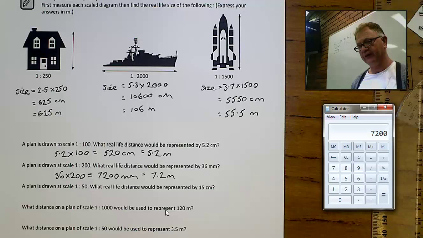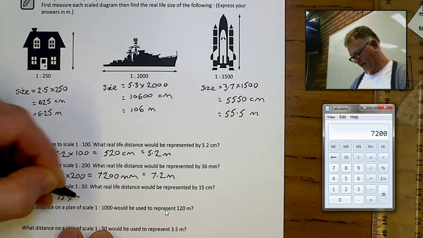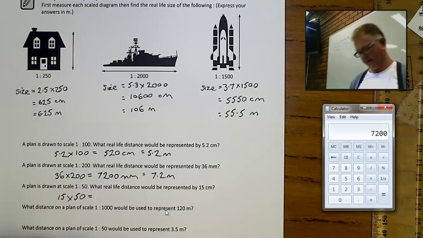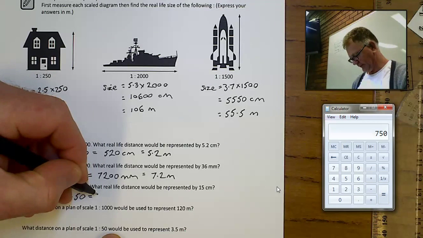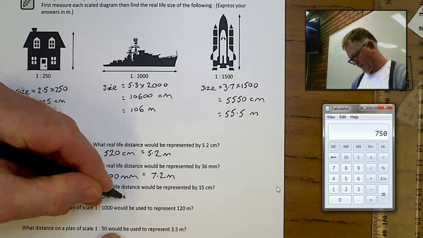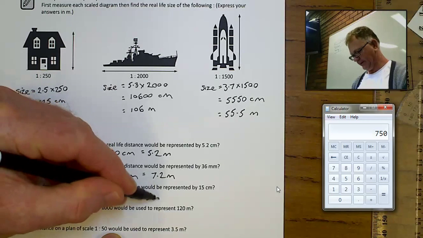A plan is drawn at scale 1 to 50. That means everything in real life is 50 times bigger than what's on the plan. What real life distance would be represented by 15 centimetres on the plan? Well, it's 50 times bigger, so 15 times 50 equals 750 centimetres. Or if you want in metres, divide by 100 equals 7.5 metres.